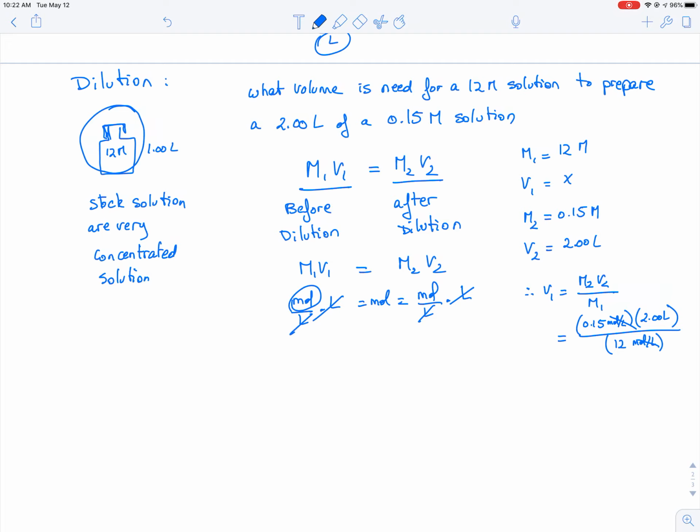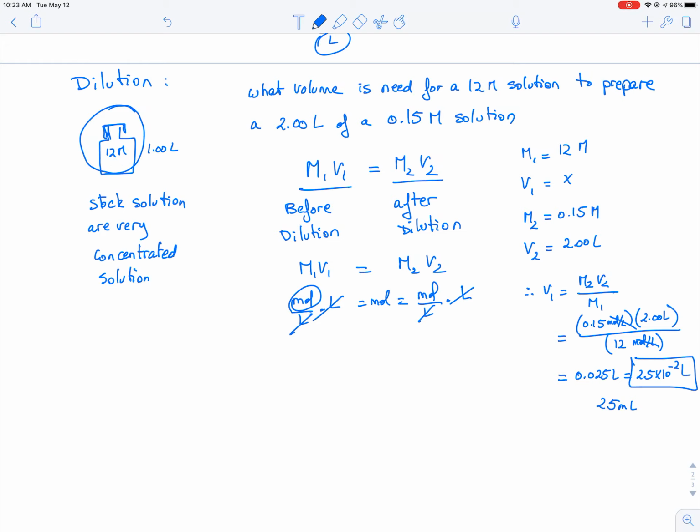So 0.15 times 2 divided by 12. And the volume here is 0.025 liter, which is 2.5 times 10 to the negative 2 liters, which really is 25 mL. What this means is, if I take 25 milliliters of this and add water to make the total 2 liters, I will have prepared this molarity in my solution.